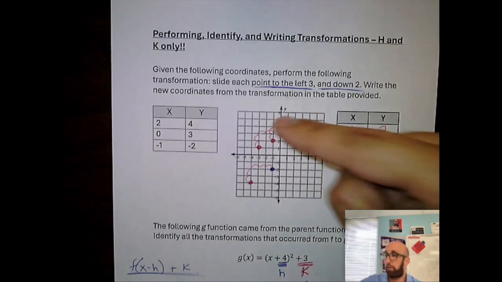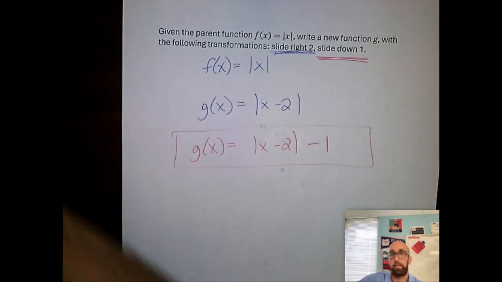So this was a quick overview on how to perform, identify, and write transformations.